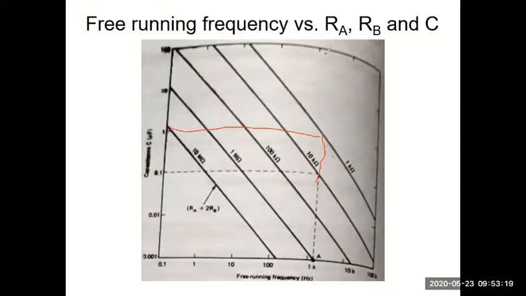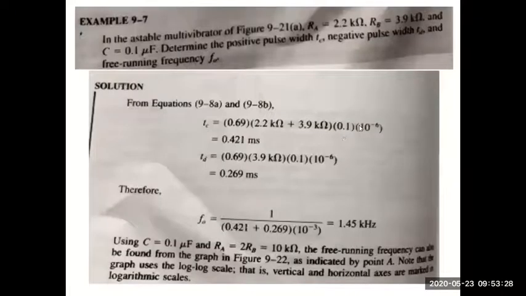Okay. So this is about the curves. The last thing here is a problem on astable multivibrator. So in the astable multivibrator which we saw, RA is given as 2.2K, RB 3.9K, C 0.1 microfarad. You are supposed to find the width of the positive pulse, that is TP1 or TC, negative pulse width TD. We call TP1 as TC because it is charging time of capacitor. TP2 can be called as TD because it is discharging pulse. You are also supposed to find the free running frequency.